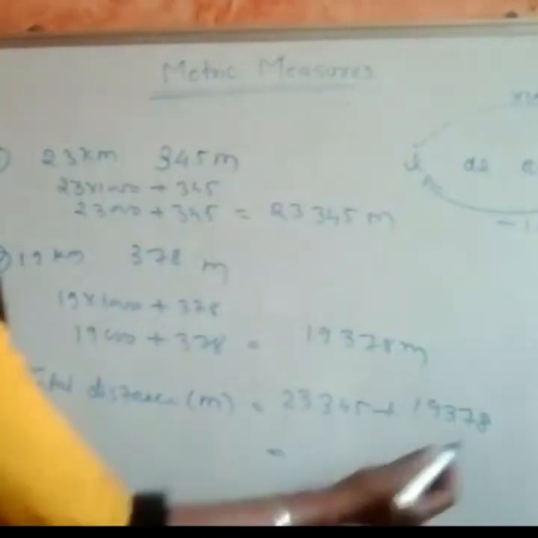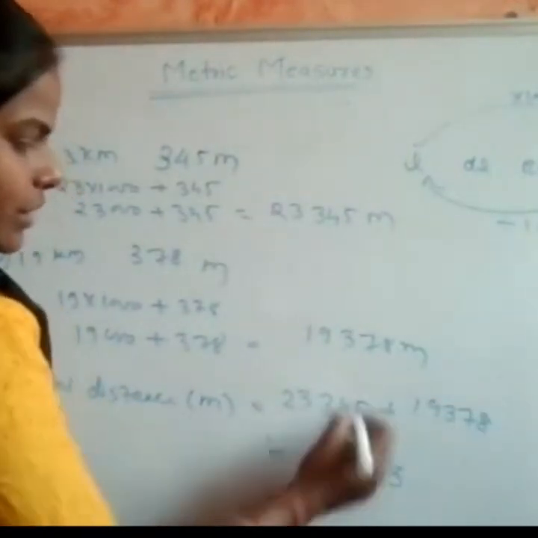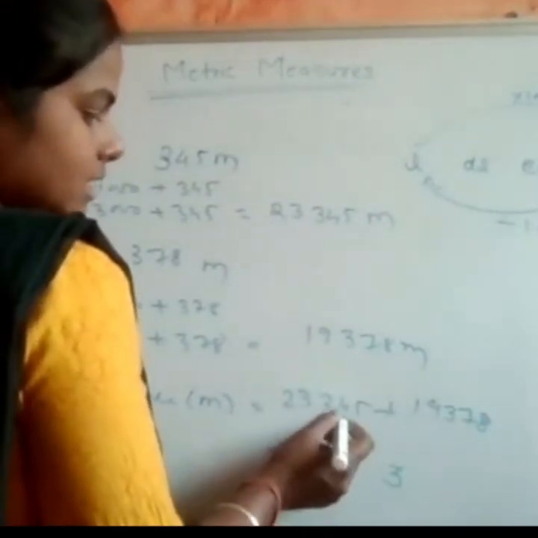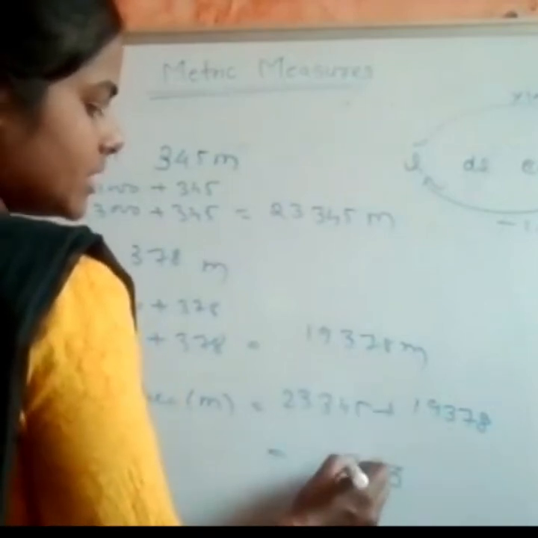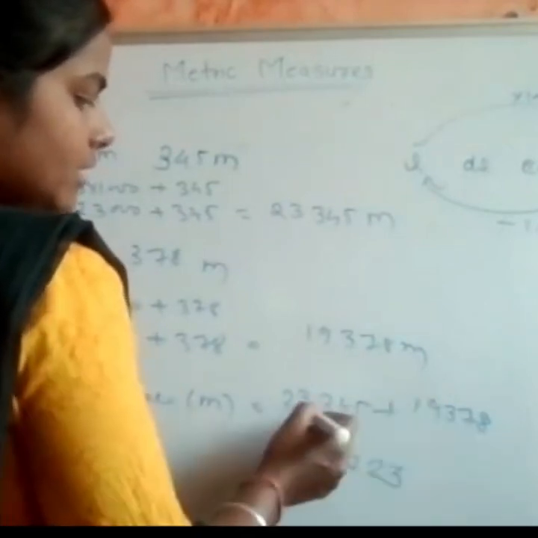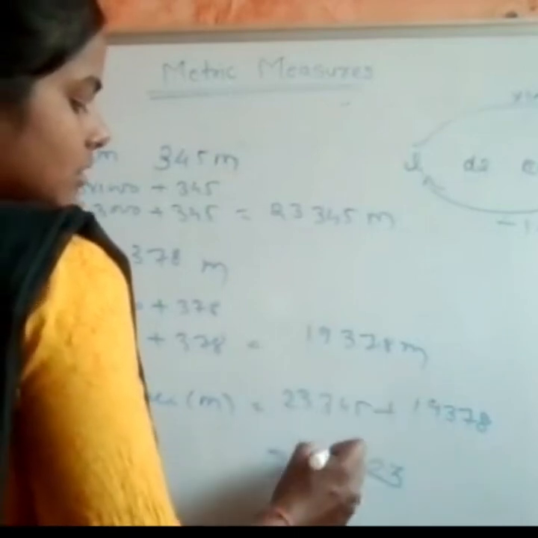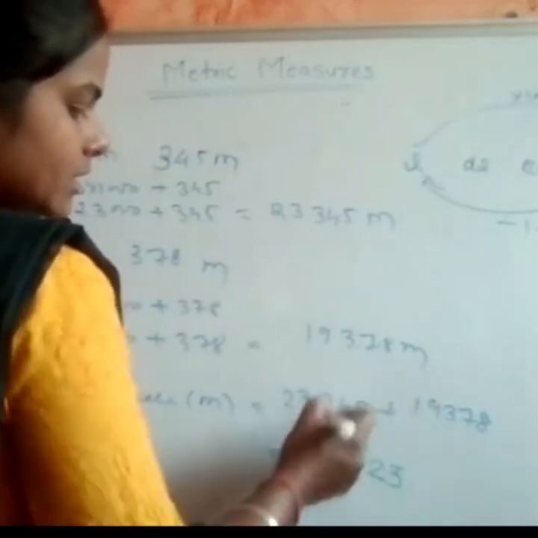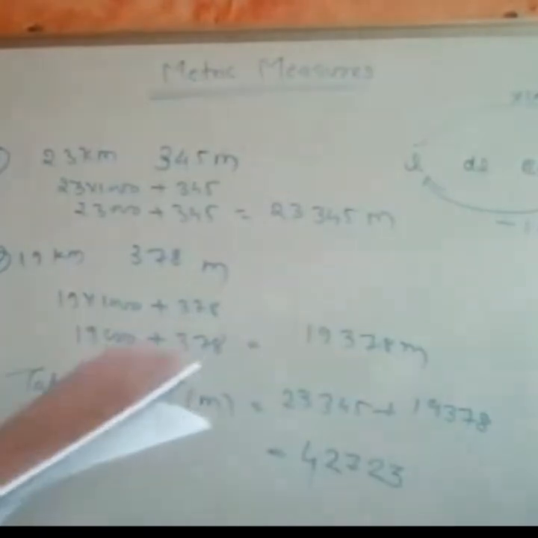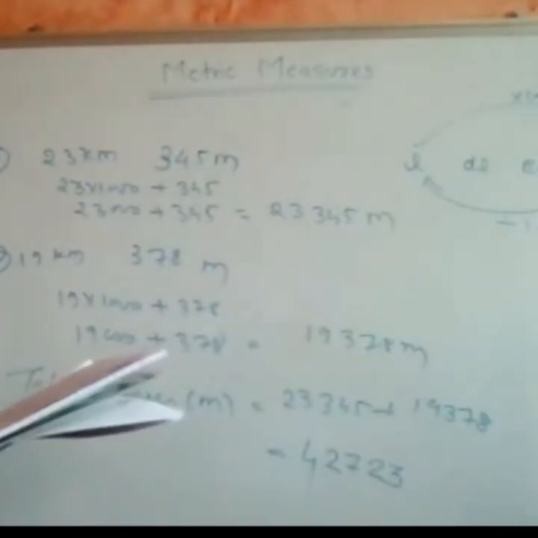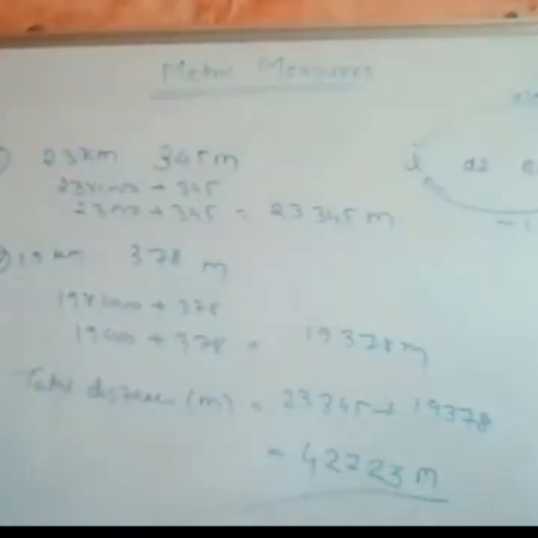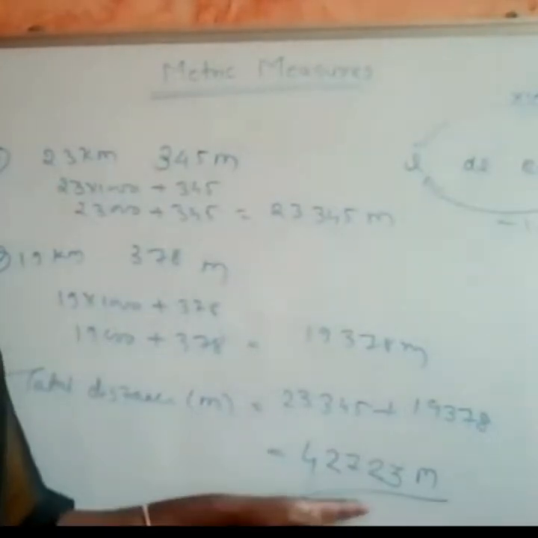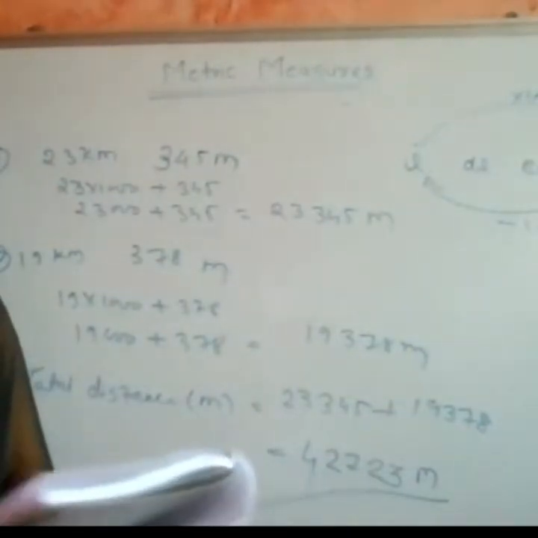So it will be 23,345 plus 19,378. 8 and 5 is 13, so 3 and 1 is carry. 7 and 8 is 15, plus 1 is 16... 7 and 8, 8, 9, 10, 11, 12, so 2 and 1 carry. 3 and 3 is 6, and 7 it will be. And 9 and 3 is 2, with 1 carry, and it will be 4. So 4, 2, 7, 2, 3 in meters. So the total distance he ran is 42,723 meter. In this way we have to solve this exercise.